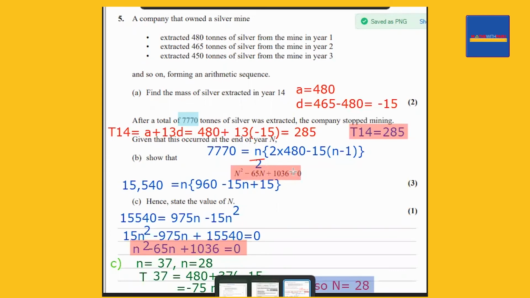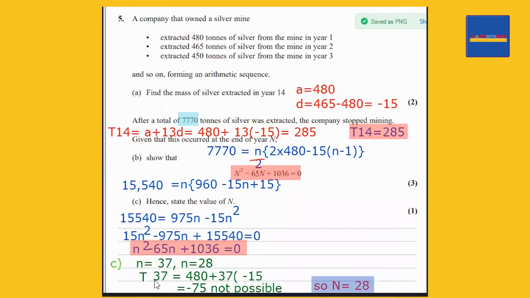The next thing we have to answer is they're asking us for the value of n. We can find the value of n in many ways. One of them is factorizing, one of them is using the quadratic formula. When we do find it, we end up with n equal to 37 or n equal to 28.